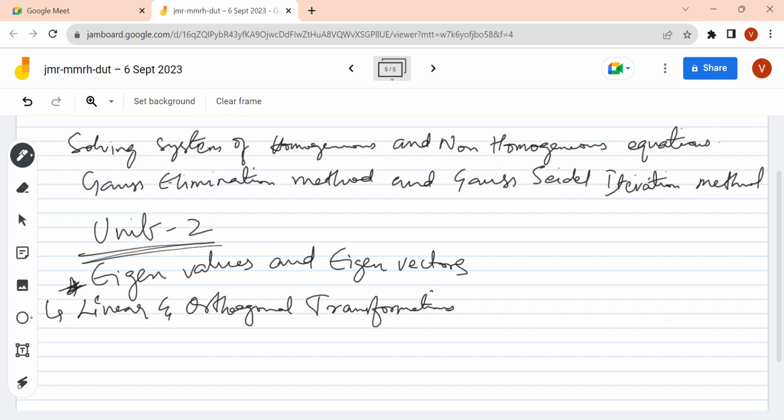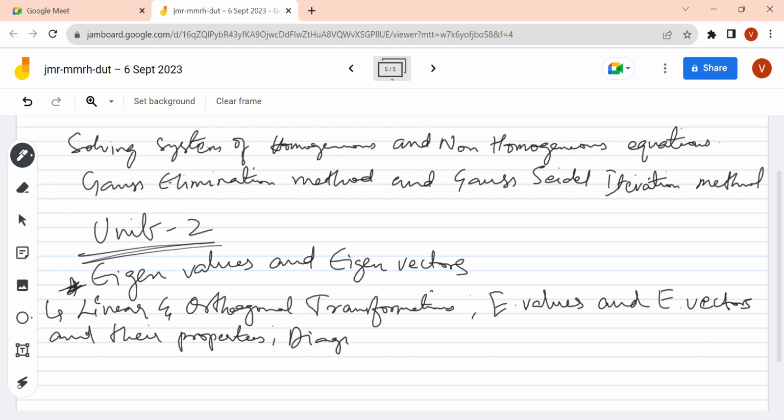Then eigenvalues and eigenvectors and their properties. Eigenvalues and eigenvectors and their properties. Diagonalization of a matrix. Diagonalization of a matrix.